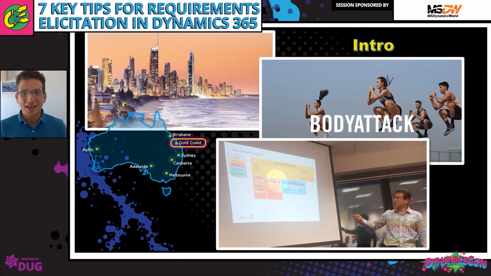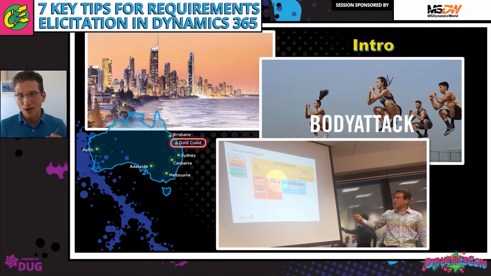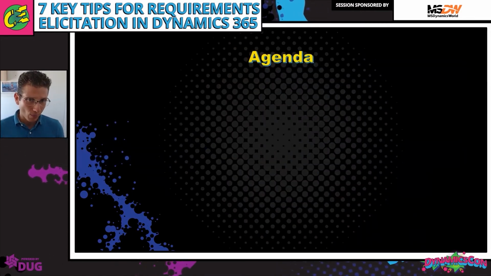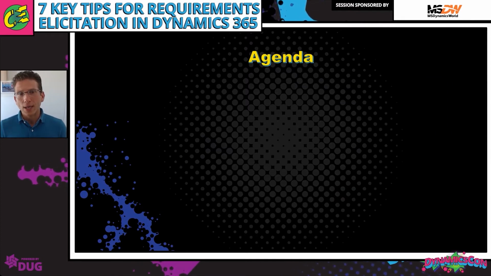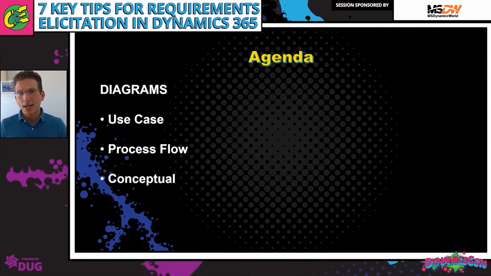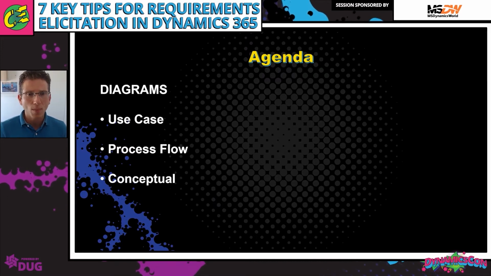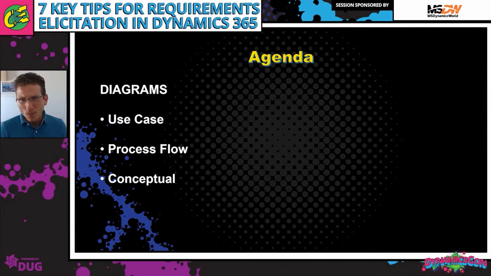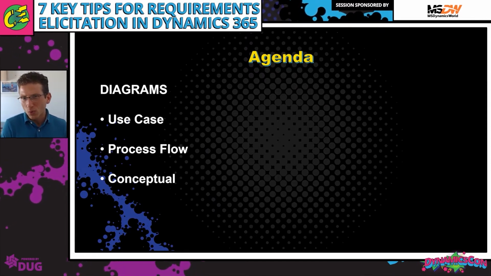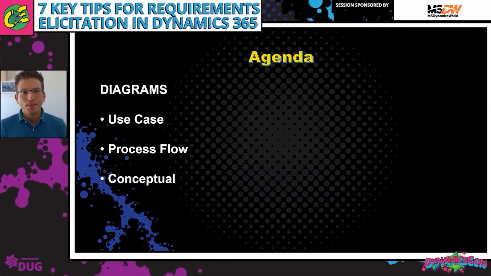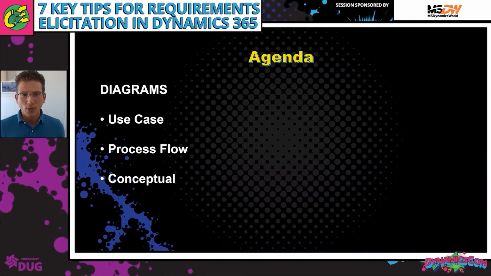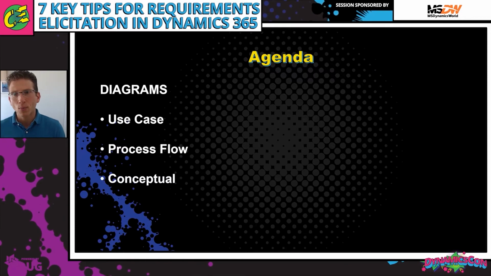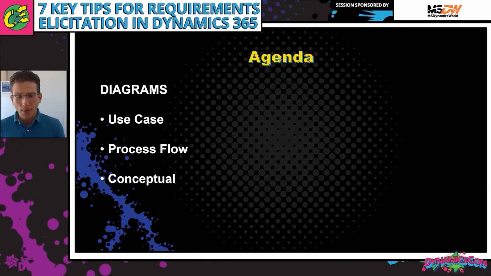And now we can go into the agenda. I divided the agenda into 3 sections where we talk about diagrams. So 3 key diagrams I use in most of my projects: the use case diagram, the process flow diagram, and the conceptual diagram. I will give you some examples and stories and explain how I use them.